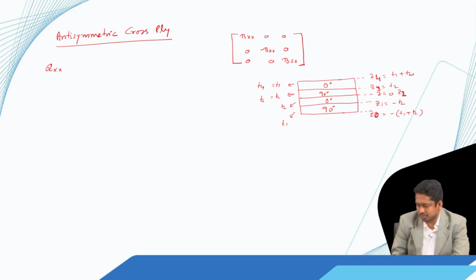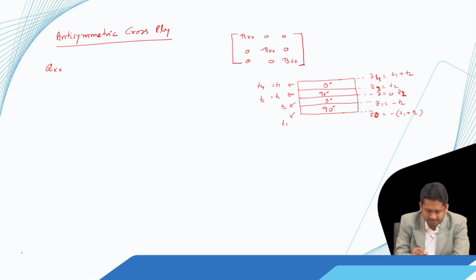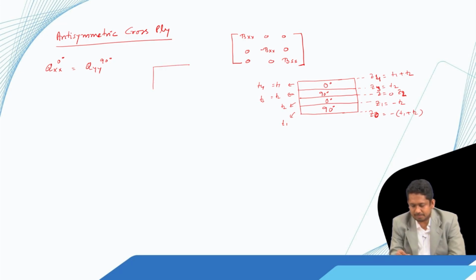Now, if we want to look at this, Qxx of a 0 degree ply is the same as Qyy of a 90 degree ply. So, if we have a 0 degree ply, that means the fibers are oriented in this direction. For a 90 degree ply, the fibers are oriented in this direction.